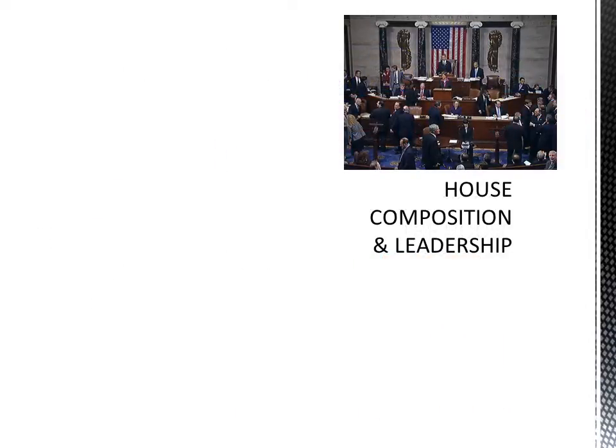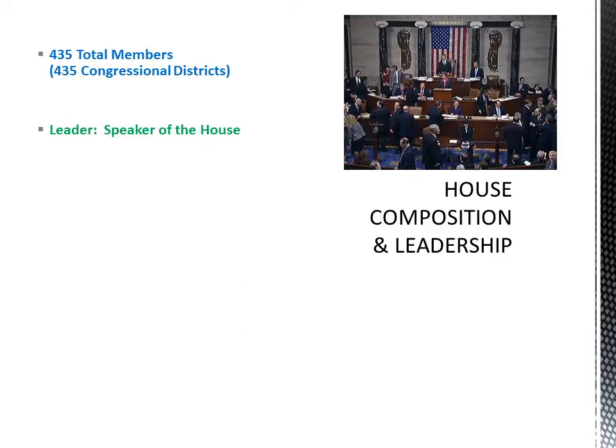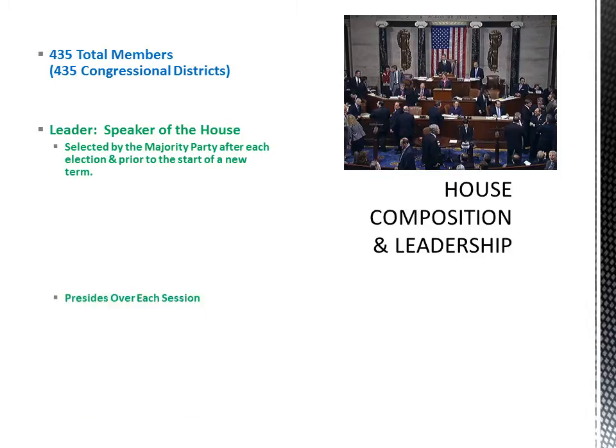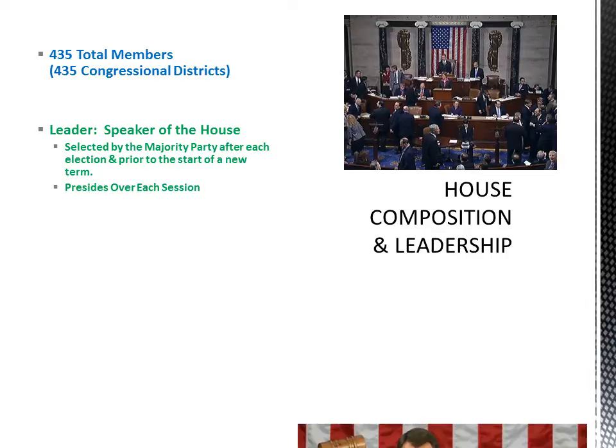The House of Representatives has 435 total members, each of which represents one of the 435 congressional districts across the country. The leader of the House of Representatives is known as the Speaker of the House. They are selected by the majority party after each election cycle and begin at the start of a new term in January. They are also responsible for presiding over each session that occurs in the House.